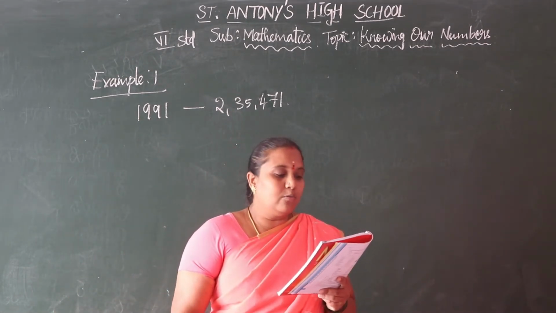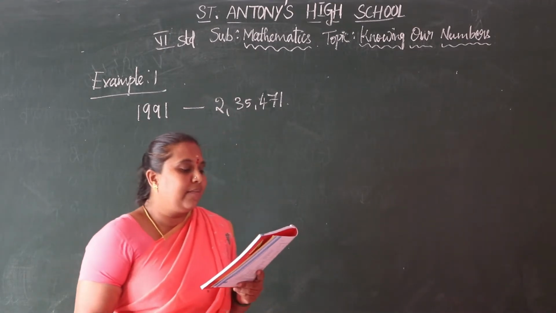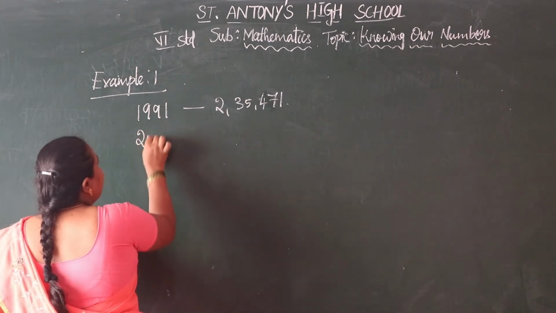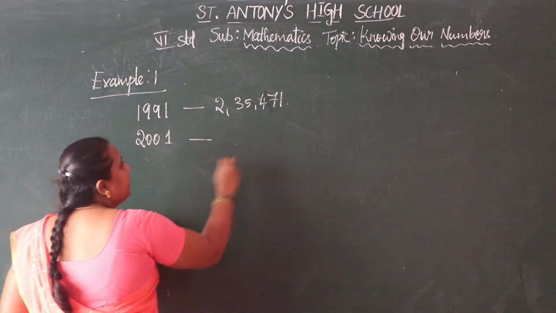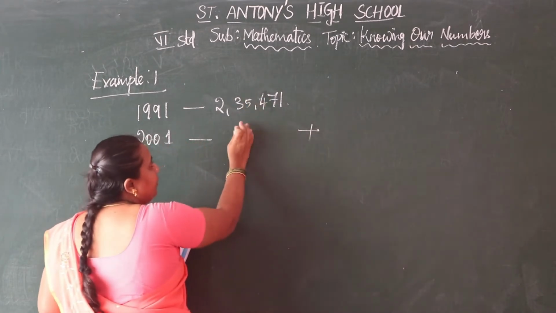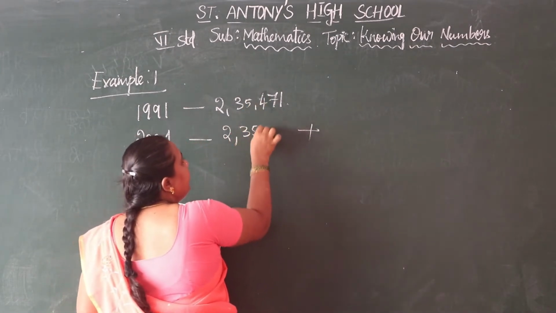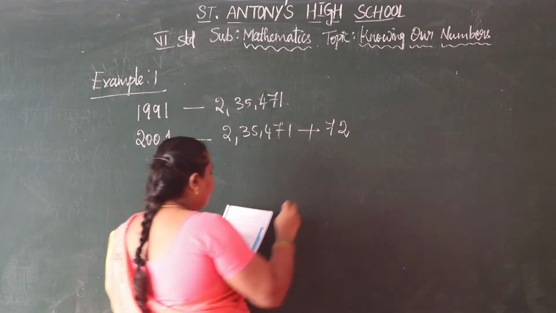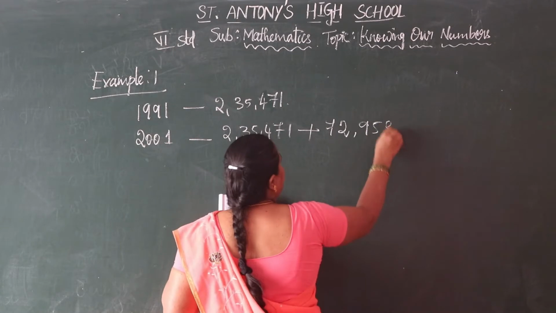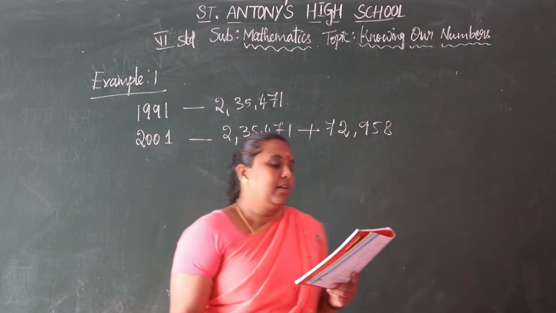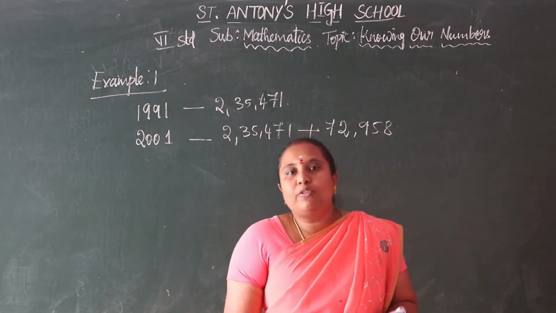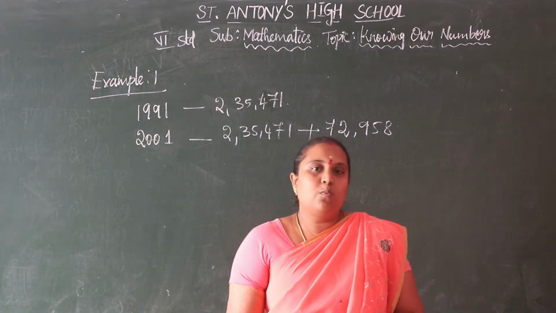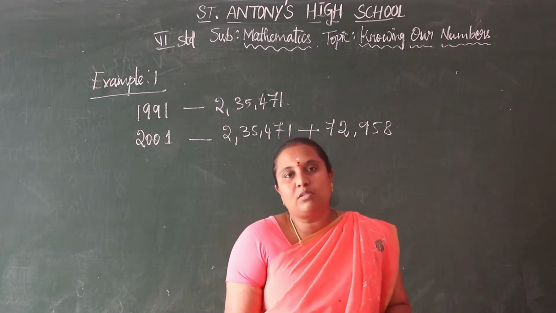2001, it was found to be increased by 72,958. So in the year 2001, the population increased by 72,958. What do we want to find out in this question? What was the population of the city in 2001?